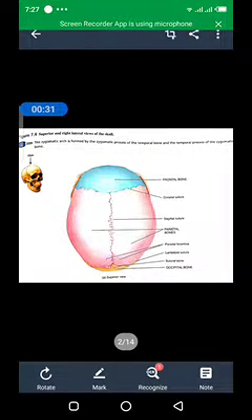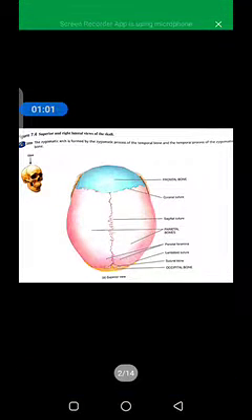Next, we'll start with the superior and the lateral view of the skull. In the superior view, you can see the zygomatic arch is formed by the zygomatic process of the temporal bone and the temporal process of the zygomatic bone. This forms the zygomatic arch. Here in the superior view, you can see the various sutures.